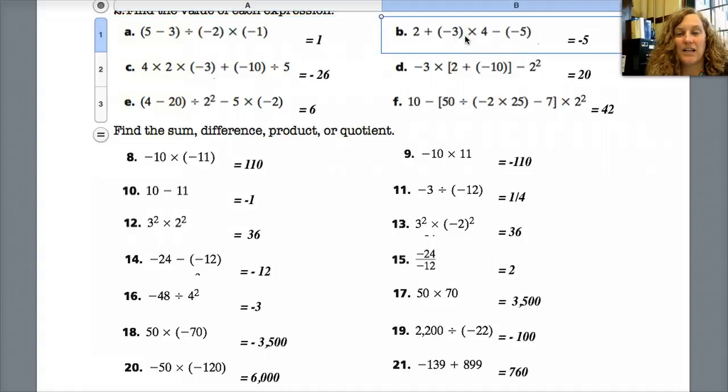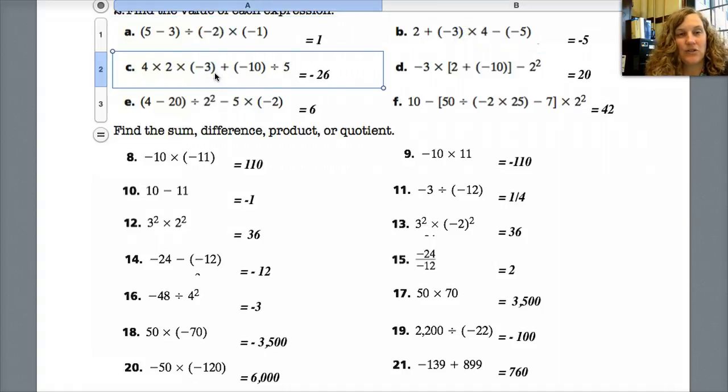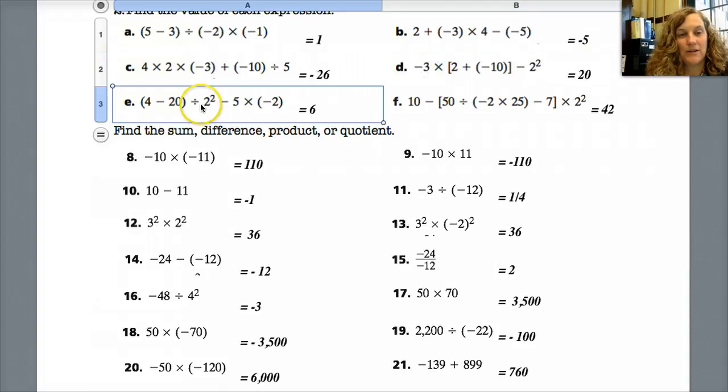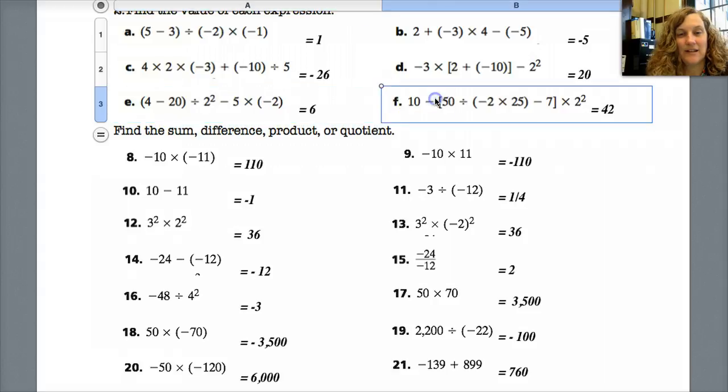For B, you should have gotten negative 5. For C, negative 26. For D, 20. For E, 6. And for F, 42. If you're stuck with any of those, see if you can figure out a way to get the answer that I got. And if you're still stuck, come in and ask me. Say, Mrs. Lefevre, how did you get negative 26 for this one or 42 for this one? Because I can't figure it out. So please let me know. I want to see on your papers when you're marking them that you've checked whether or not it's right or wrong.